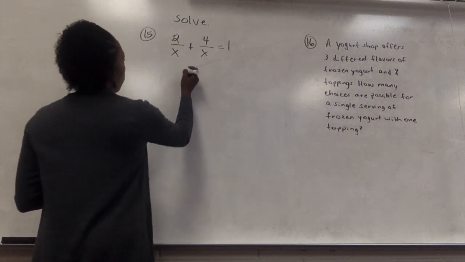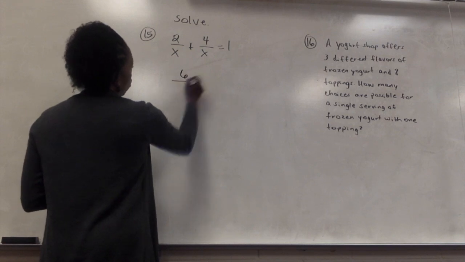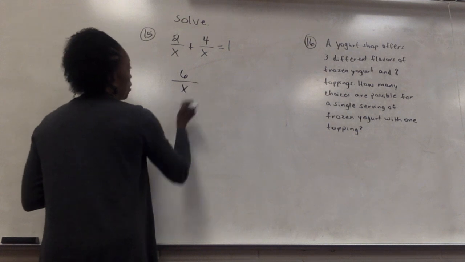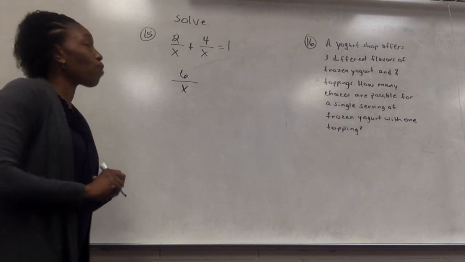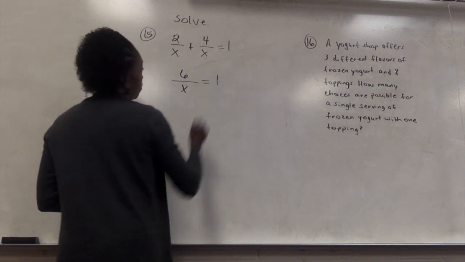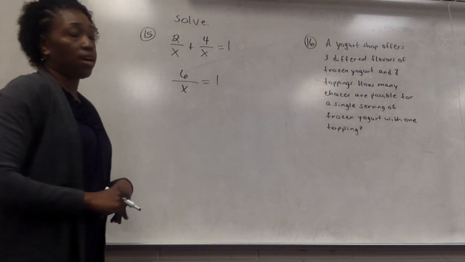So 2 plus 4 would give me 6 in my numerator. My denominators, you cannot add them together. That just becomes your common denominator. So you're going to write the x one time here. And we're going to set it equal to 1, which is on the right-hand side.